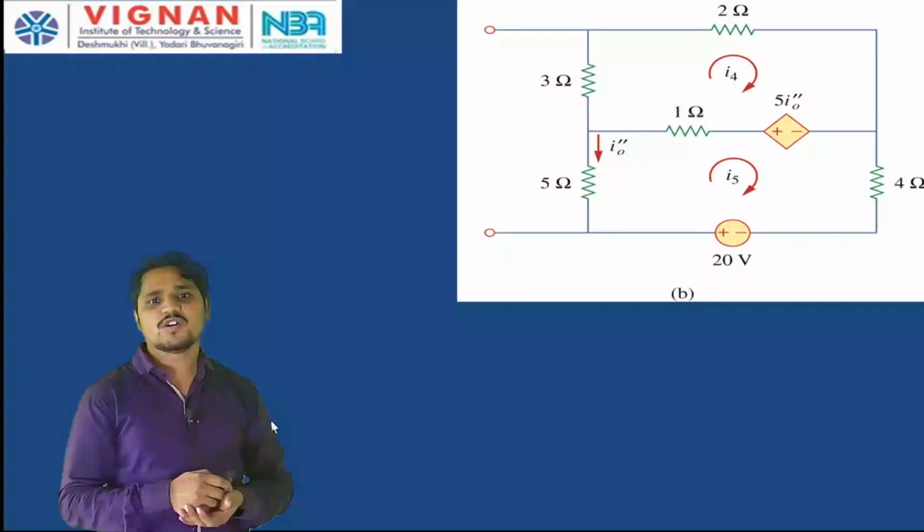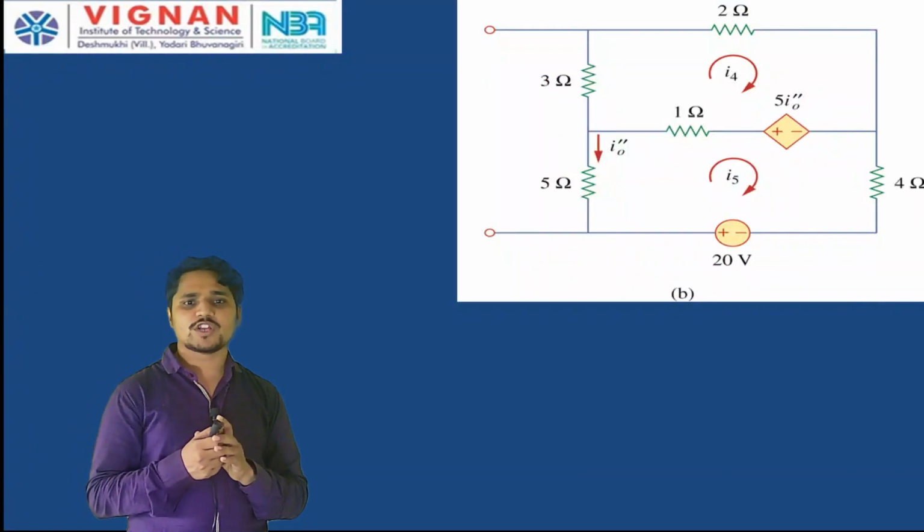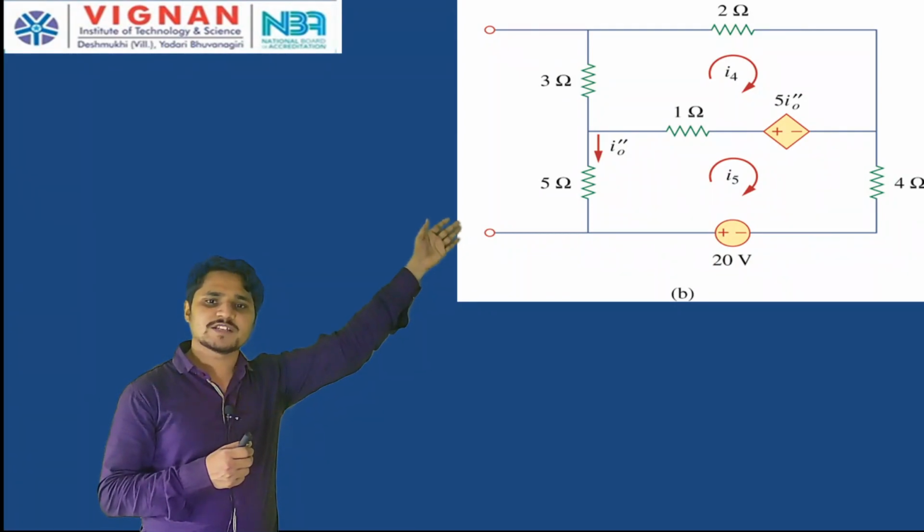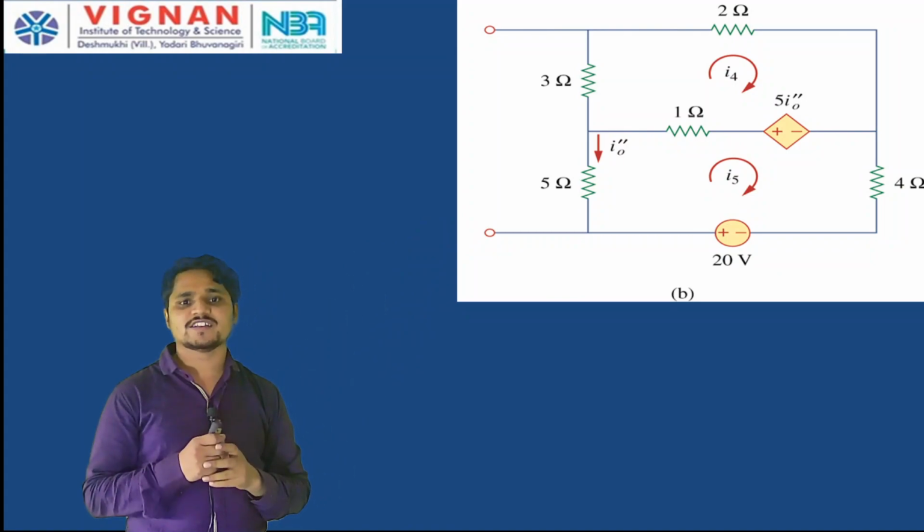In the next step, only the 20 volt voltage source is acting. Now, the current source is replaced with an open circuit. Now find the current in the 5 ohm resistor. Let us say that is I naught double dash.